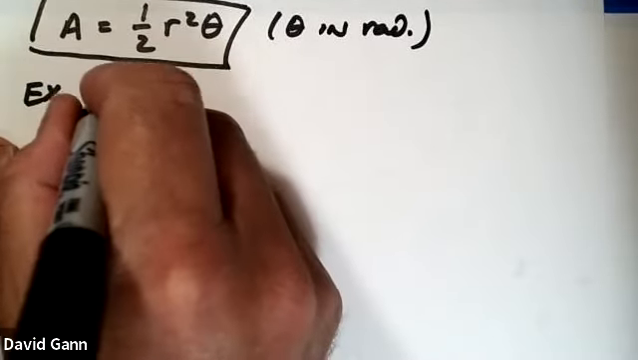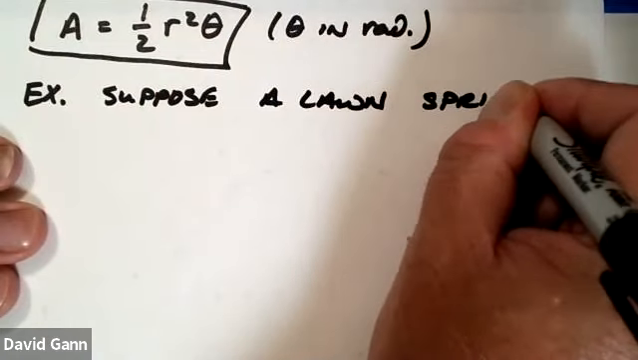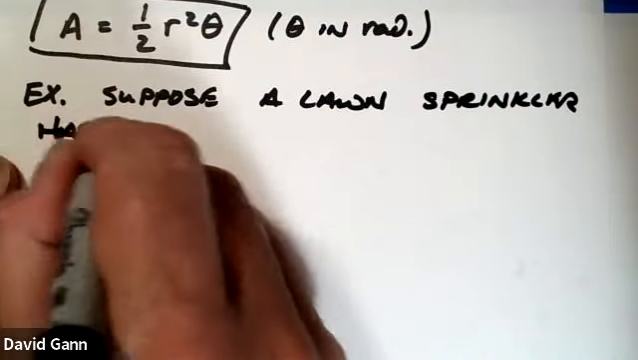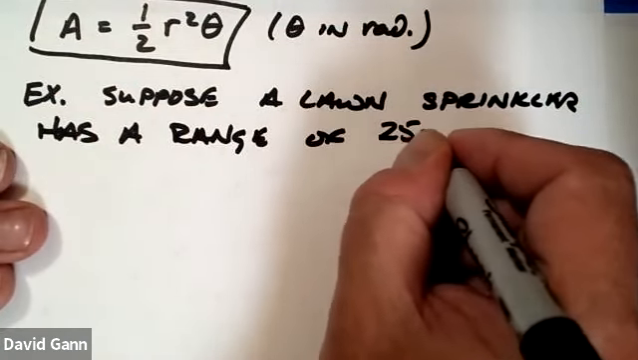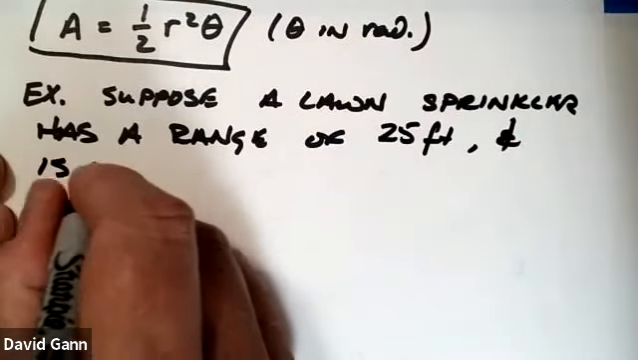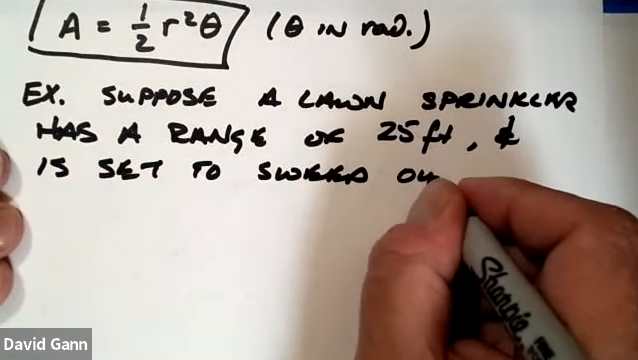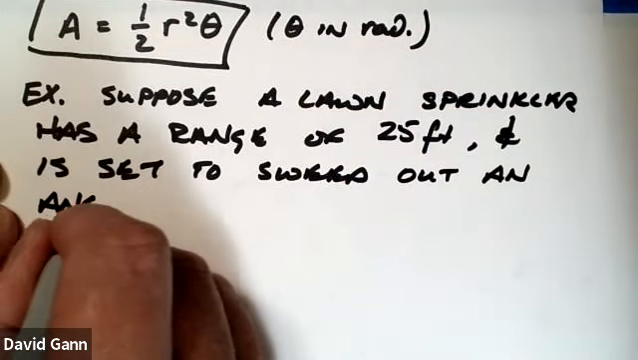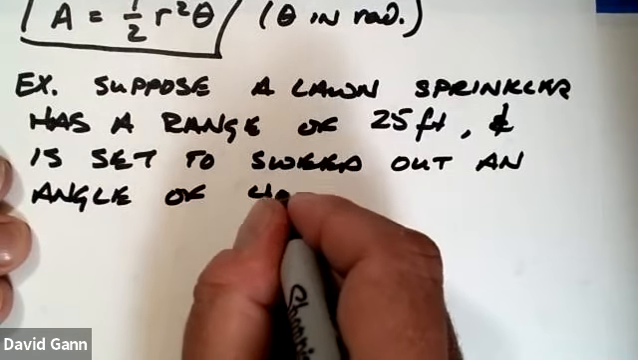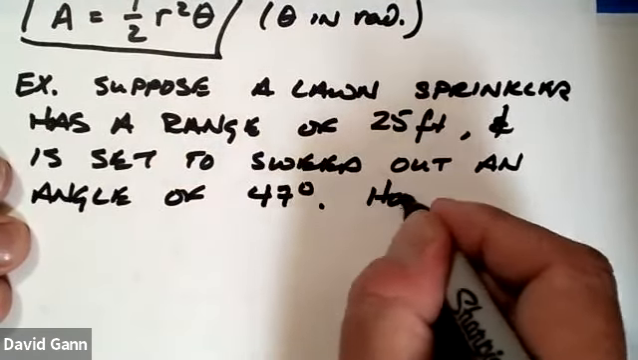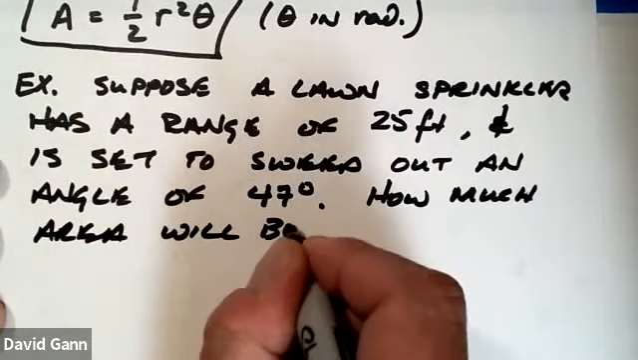So let's suppose a lawn sprinkler has a range of, let's say, 25 feet, and is set to sweep out an angle of, well, let's say 47 degrees. How much area will be watered?